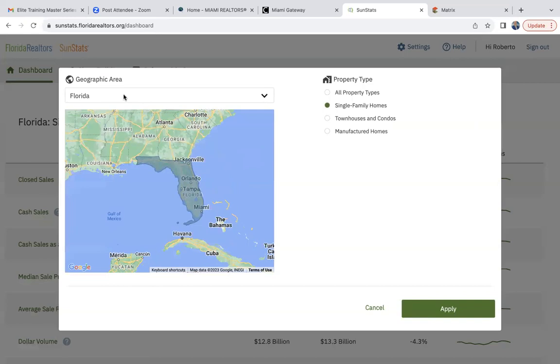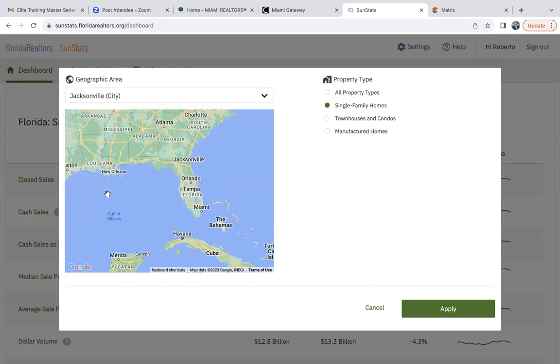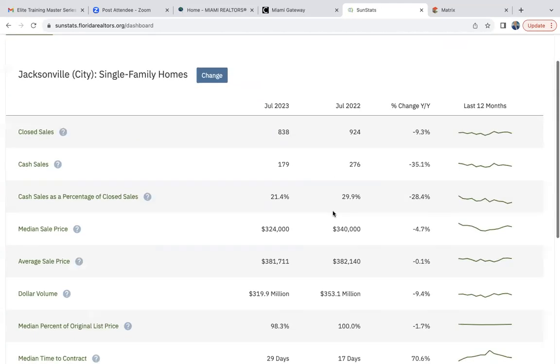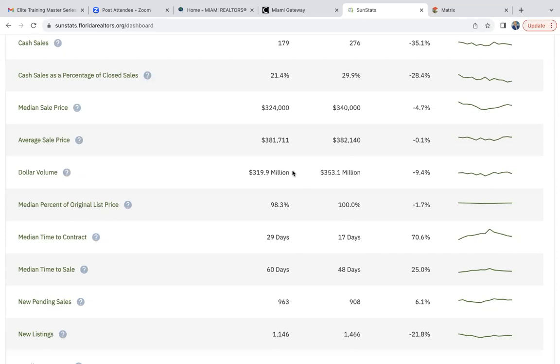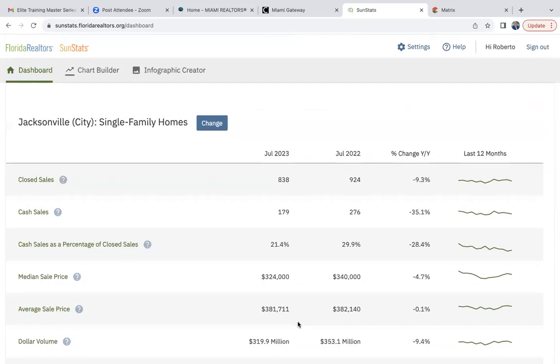So if you're interested in seeing what the market is doing in Jacksonville, you're going to come over here and put in Jacksonville. The entire Jacksonville area, or just the city of Jacksonville. Just the city of Jacksonville, again, apply. And now you're going to get the numbers for Jacksonville here. Jacksonville is coming in at $319 million of volume, and that is a decrease of almost 10%. And they have 2.6 months of inventory there. So don't forget, guys, SunStats is an excellent program for statewide market analysis.